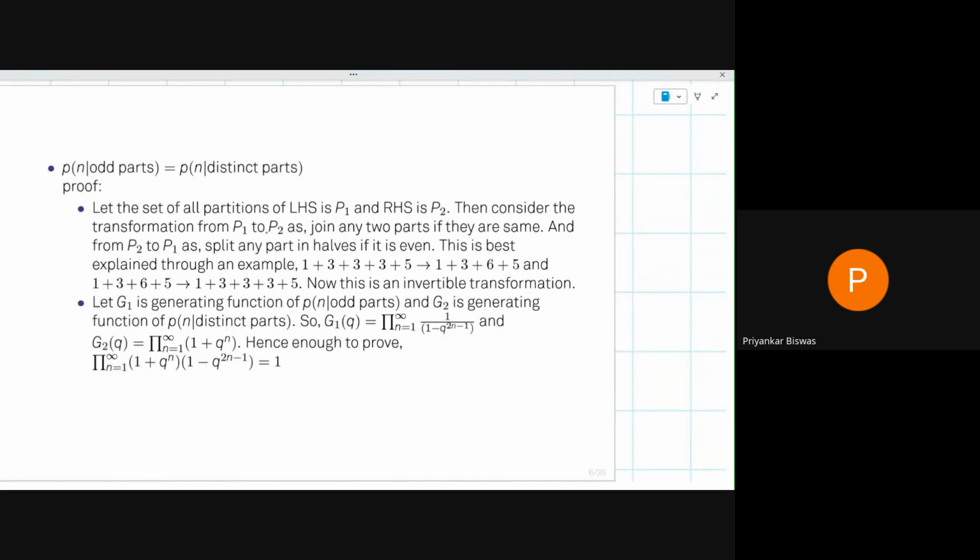Now in the next way you can show this using generating functions. Generating function of partition of n given odd parts, this is G1, which is the product over n equals 1 to infinity of 1 by 1 minus q to the power 2n minus 1. Is everyone okay with this, or should I explain this a bit?